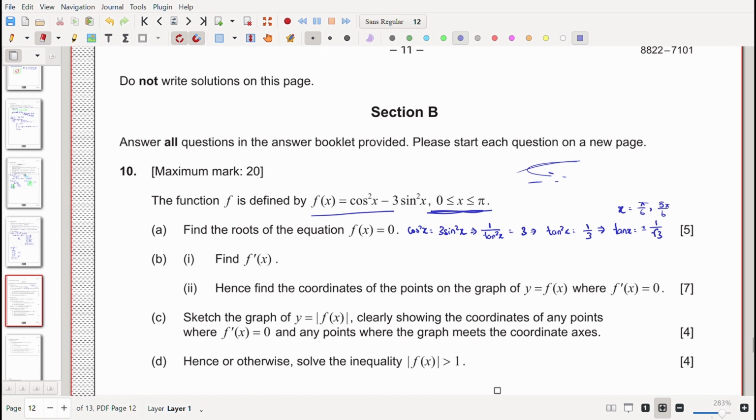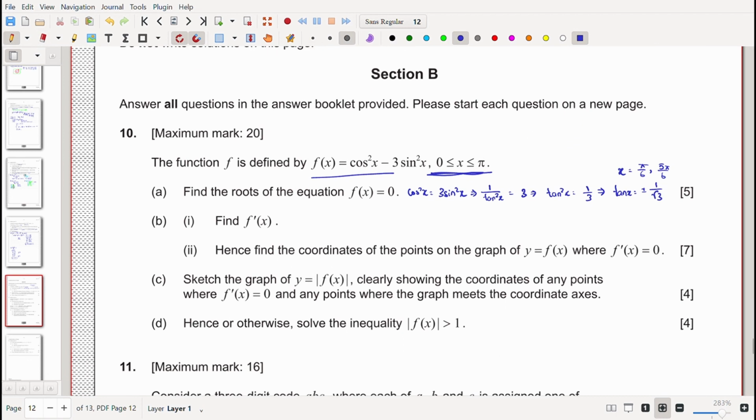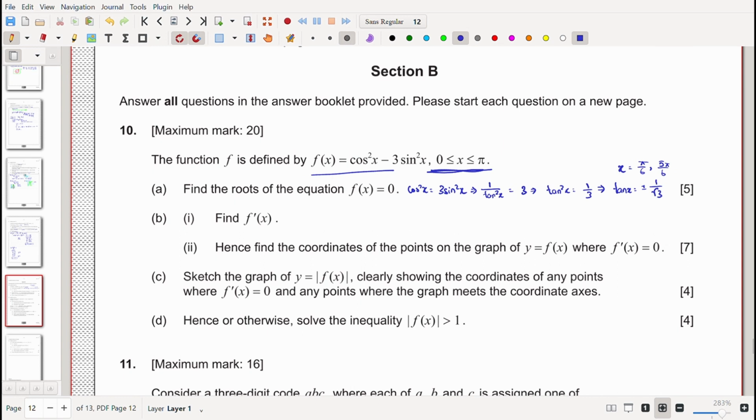Moving on to part B. Find f dash of x for this function. Now, of course, we can just straight differentiate it, which would give us f dash of x is equal to 2 cosine of x times the negative sine of x by chain rule minus 6 sine of x times the cosine of x again by chain rule.